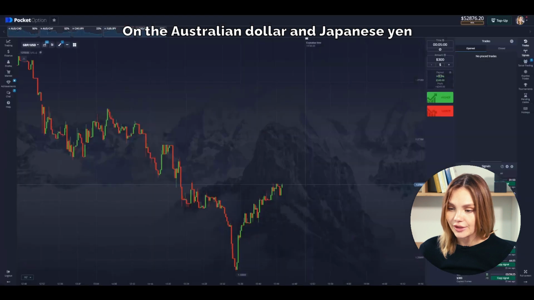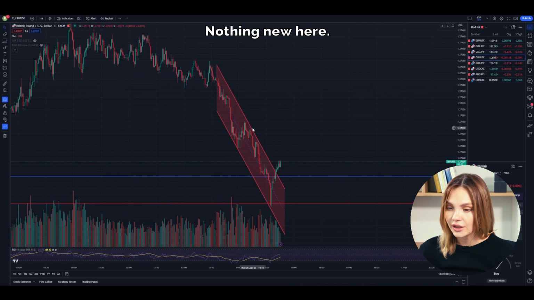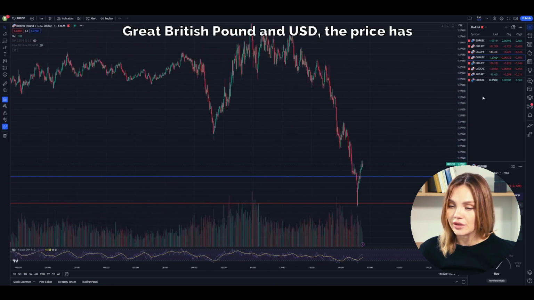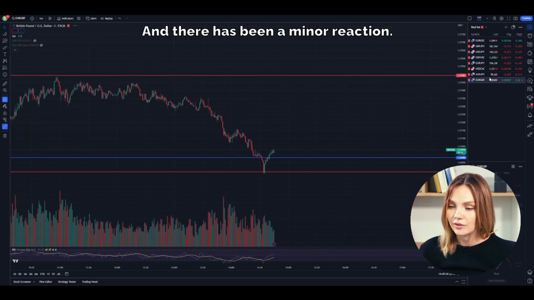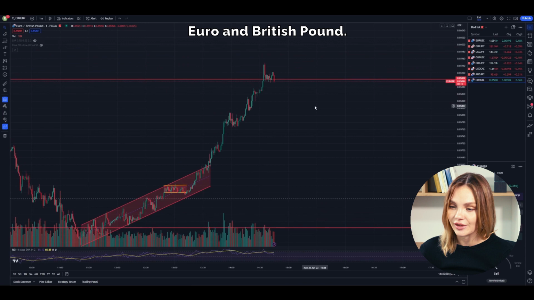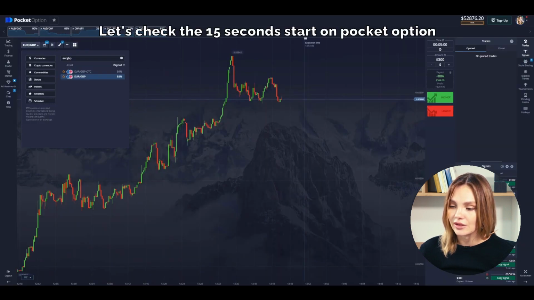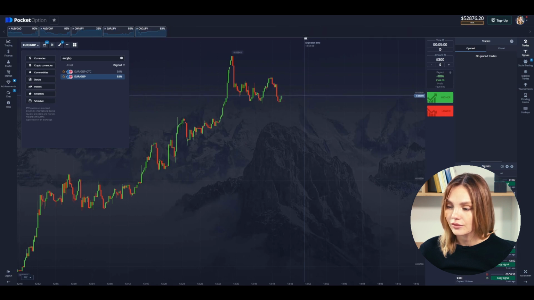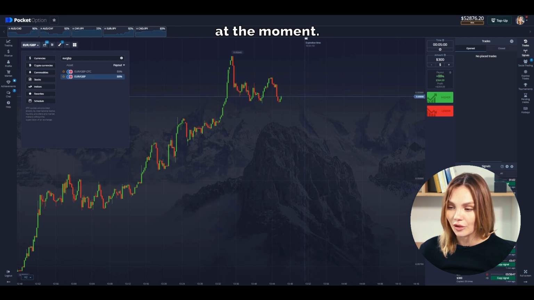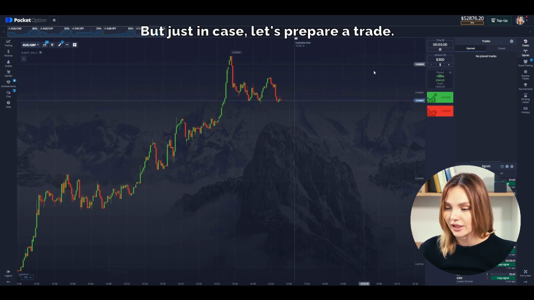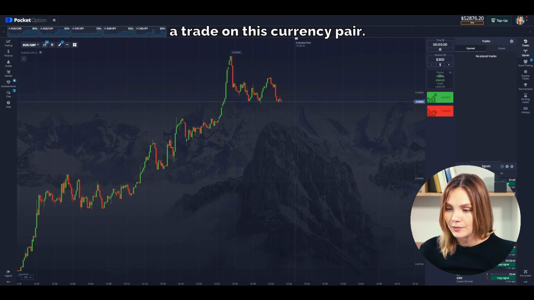On the Australian dollar and Japanese yen currency pair, the triangle formation is still ongoing. Nothing new here. On the British pound and USD, the price has reached the support zone, and there has been a minor reaction. Euro and British pound. Here it gets interesting. Let's check the 15 seconds chart on Pocket Option. The situation is intriguing, but there is no setup for a confident entry into a trade at the moment. But just in case, let's prepare a trade. A 3-minute expiration, and perhaps I'll enter a trade on this currency pair.